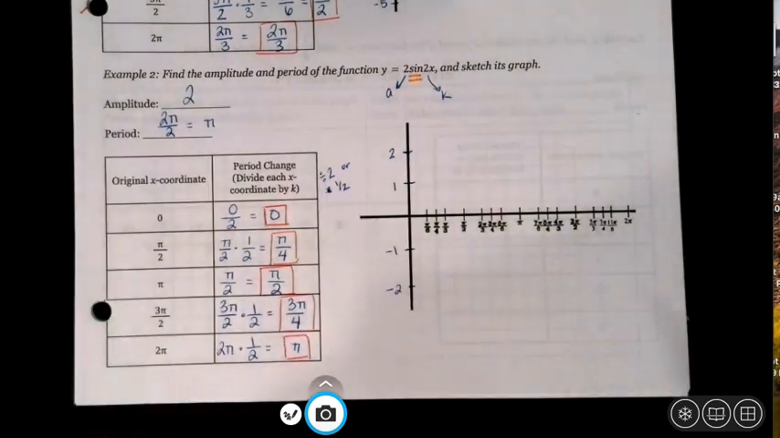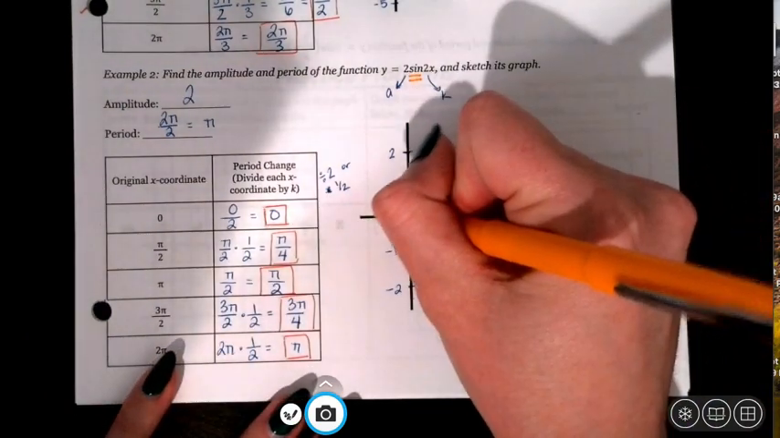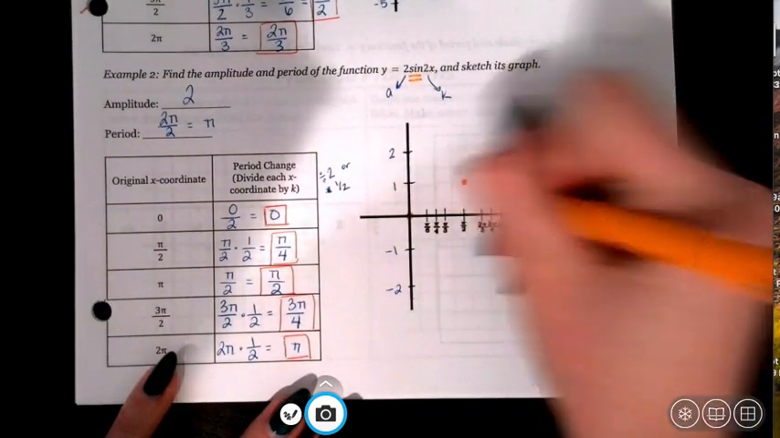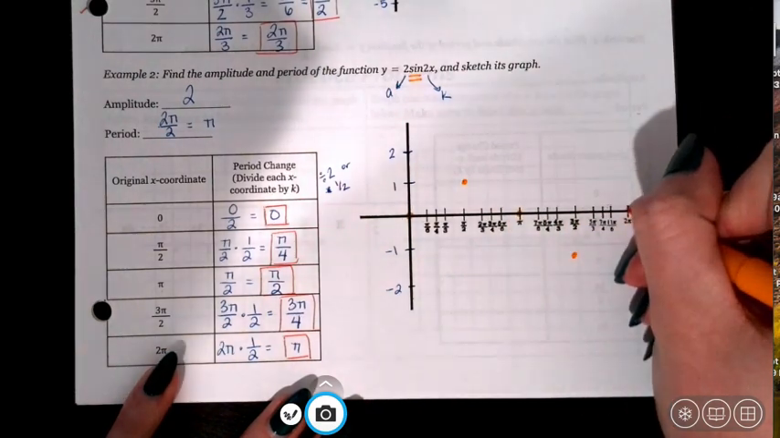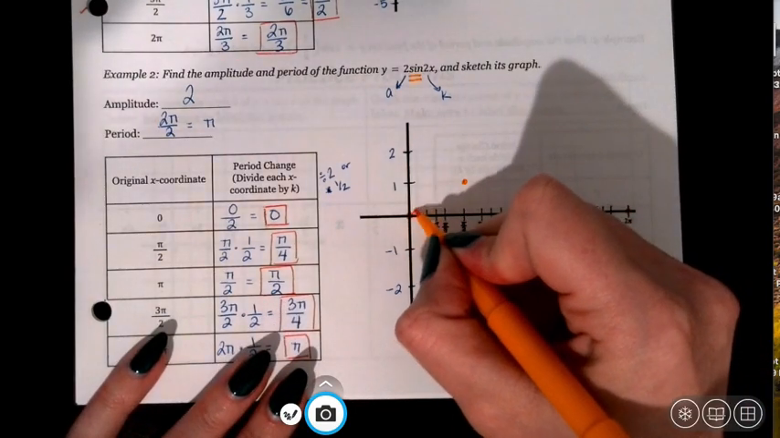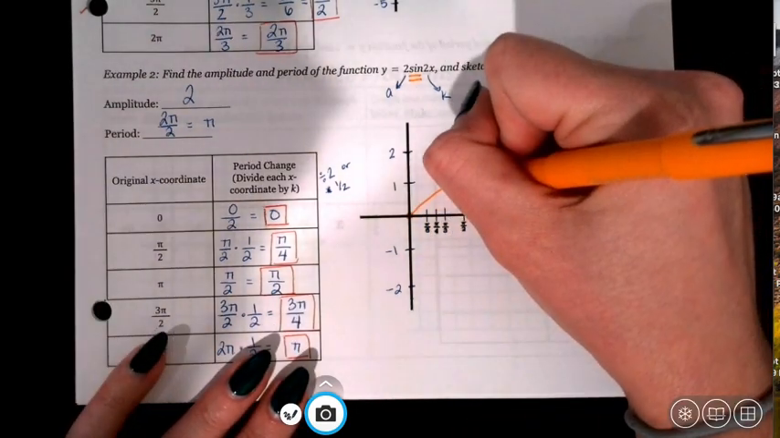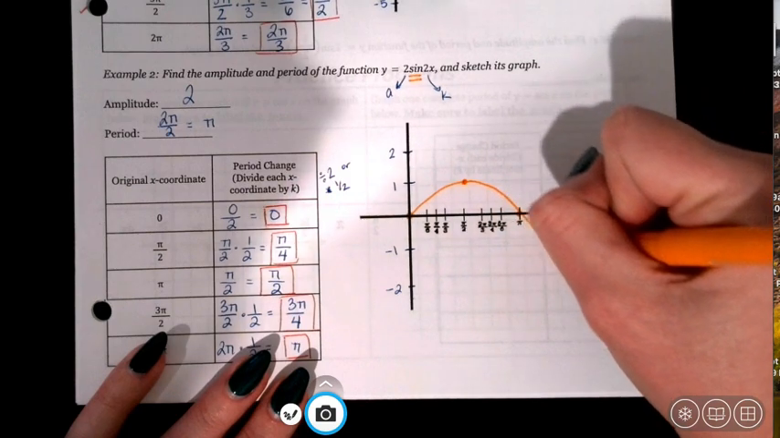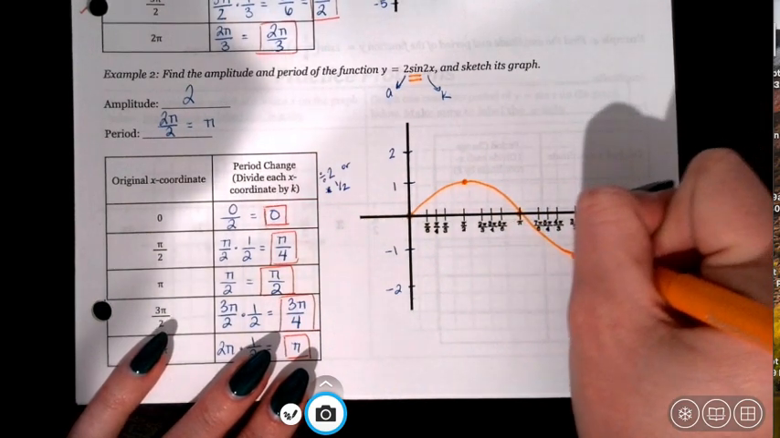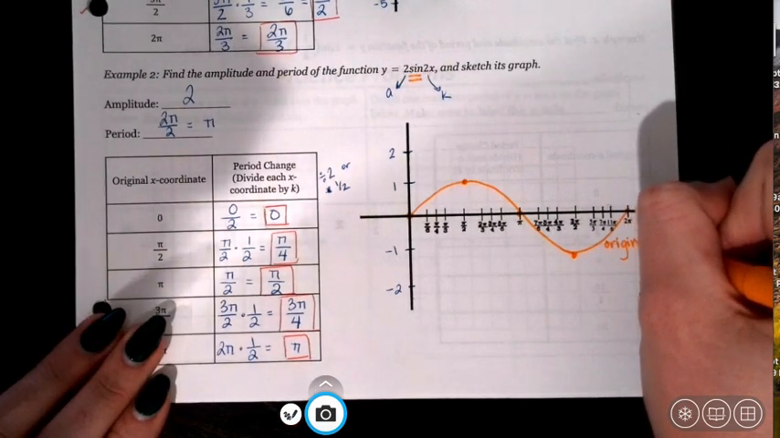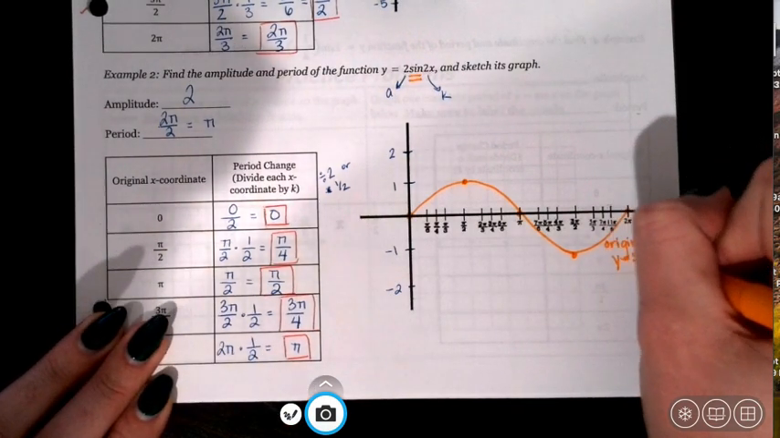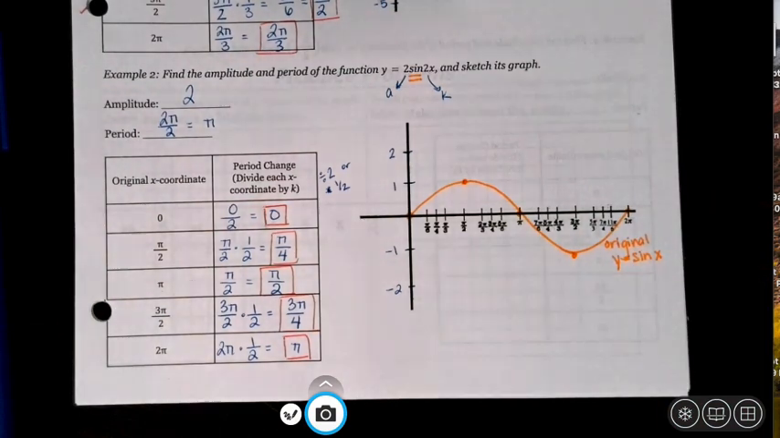So my original sine curve, I know it starts at my origin. For pi over 2, I'm at 1. And back to my origin. 3 pi over 2, I'm at -1. And then there. So I have this curve. So I have y equals sine of x. That is my original curve before the period change and before my amplitude change.